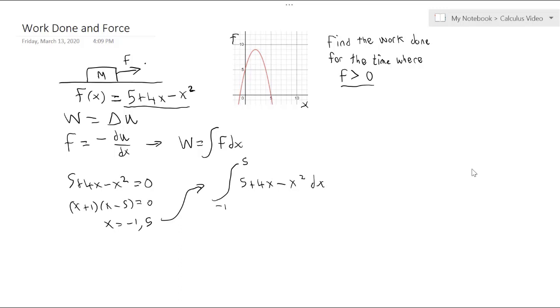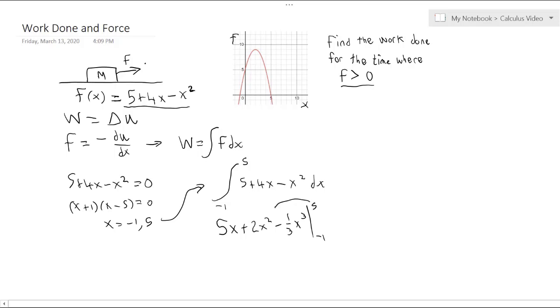And so now all that's left is to evaluate this integral, and so we're going to get 5x plus 2x squared minus 1/3 x cubed from negative 1 to 5. And if we plug in the 5 there and minus 1 there, we should get that this integral, which is the work done, is equal to 36.7 joules.